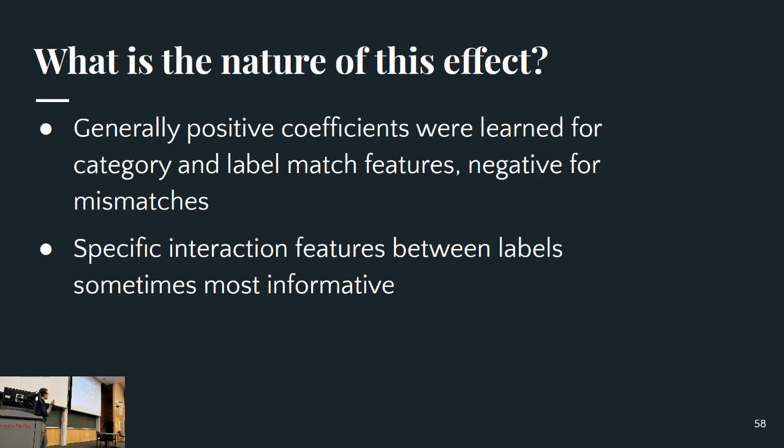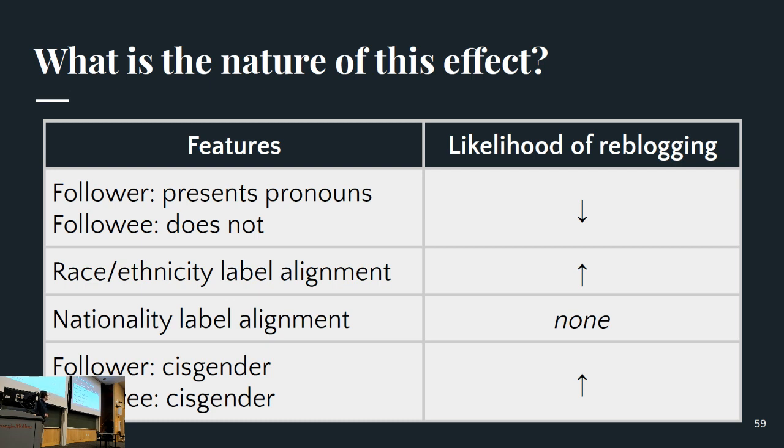But this is a little more interesting. Specific interaction features between labels were sometimes most informative. So let's look at a few examples of these. At the category level, pronouns is one of our categories. So whether or not you give your pronouns, regardless of what pronouns you give, we found that the follower, the person who is making the decision about whether to reblog something, if they present pronouns and the person whose post they're looking at does not present pronouns, they're actually less likely to reblog. Now, none of this is causal, of course. This is all very correlational, so take everything with a big grain of salt. But this is the sort of statistical pattern that we were seeing here.